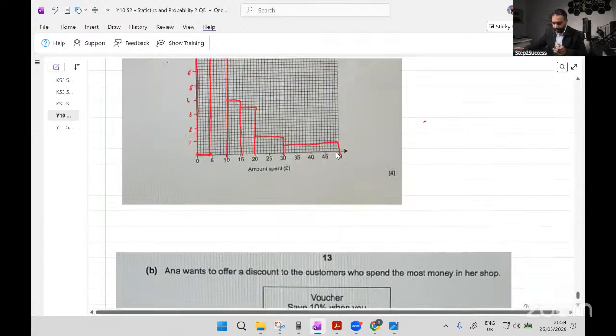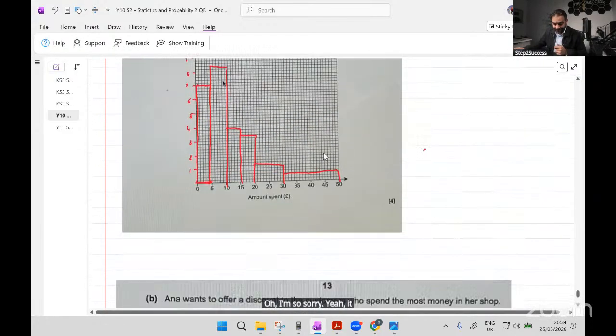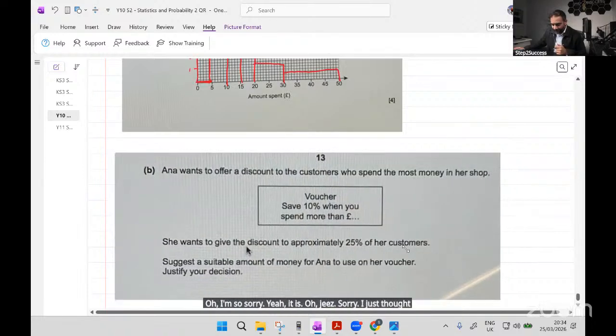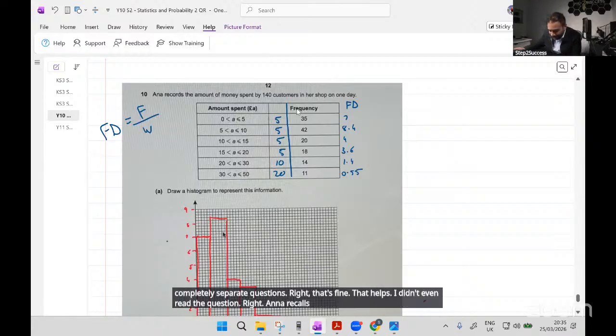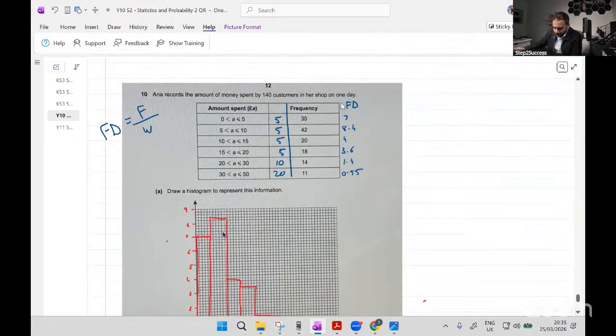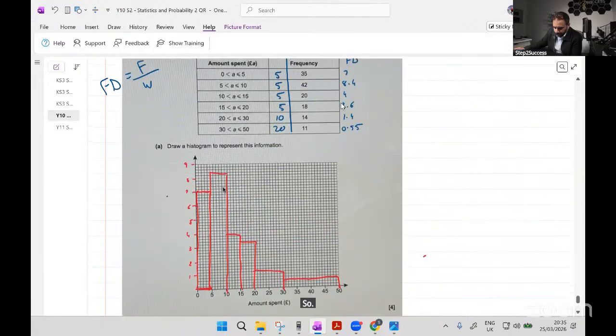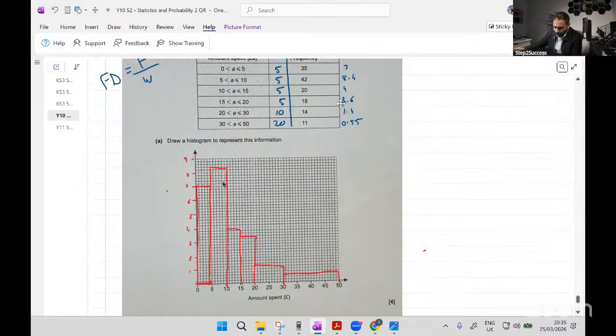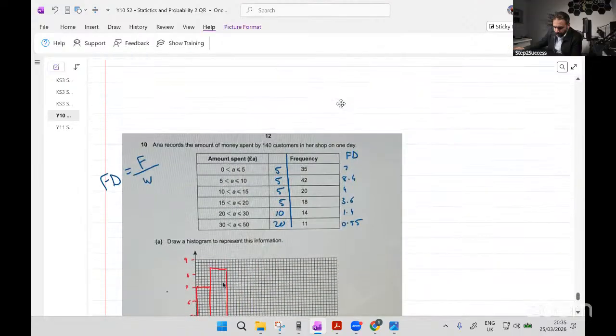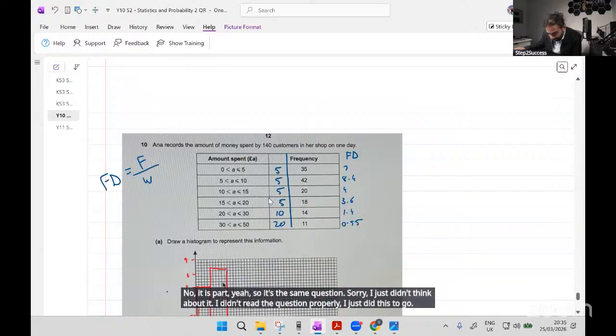Oh, is the histogram part A? Oh, I'm so sorry. Yeah, it is. Oh, jeez. Sorry. I just thought they were completely separate questions. Right, that's fine. That helps. I didn't even read the question. Right. Anna records the amount of money spent by 140 customers in a shop on one day. No, it is part, so it's the same question. Sorry, I just didn't think about it. I didn't read the question properly. I just did the histogram.